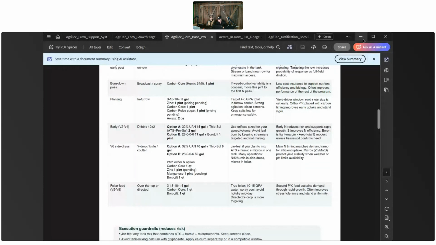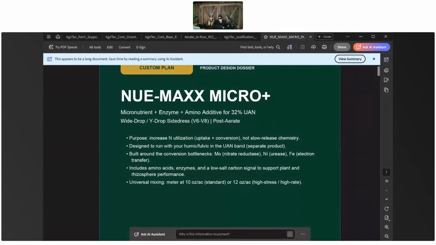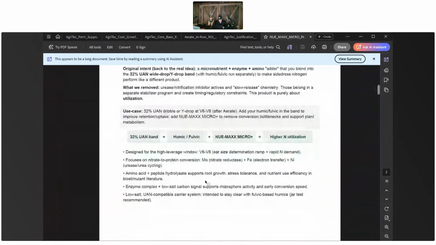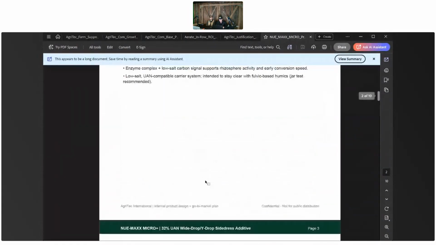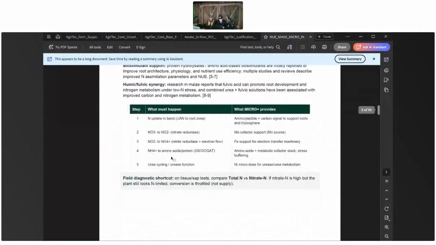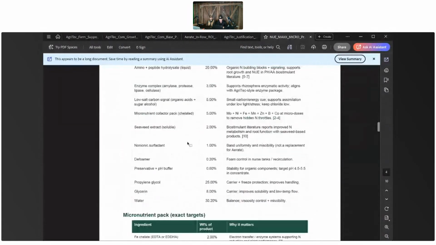New Max Micro. Okay, so this is a micronutrient enzyme amino additive for 32. You can't get this from us yet. It's still in R&D, but essentially this is a nitrogen additive to increase nitrogen uptake and nitrogen efficiency. Actually, no, this is the wrong document. So you get a little sneak peek there. That's not supposed to be in the zip file I'm sending to everybody. So there's a bunch of guys getting to see an R&D product. If you call me asking to buy this, bad news. It's not ready yet. It's going to be in R&D for at least another year or so.